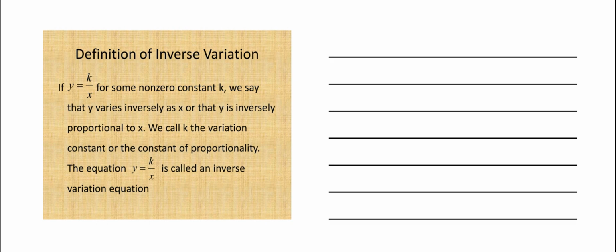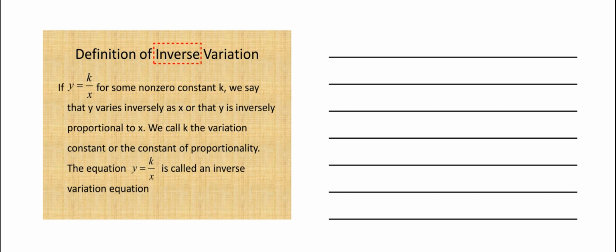Definition of an inverse variation. If y equals k divided by x for some non-zero constant k, we say that y varies inversely as x, or that y is inversely proportional to x. We call k the variation constant or the constant of proportionality. The equation y equals k divided by x is called an inverse variation equation.